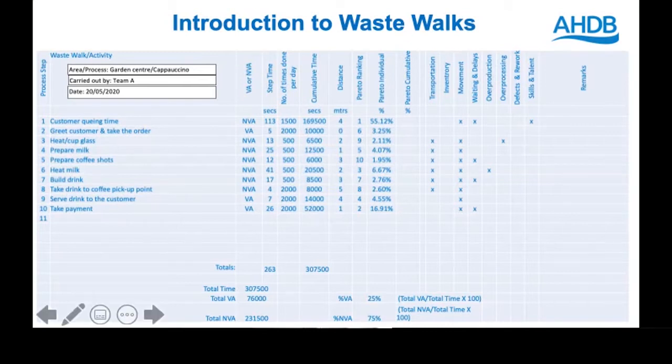And then on the waste walk on the right hand side, we started to identify the different types of waste. So it's again a simpler way of displaying the information, so you can see the types of activities and what types of waste you've got within those process steps. So that was waste walk.